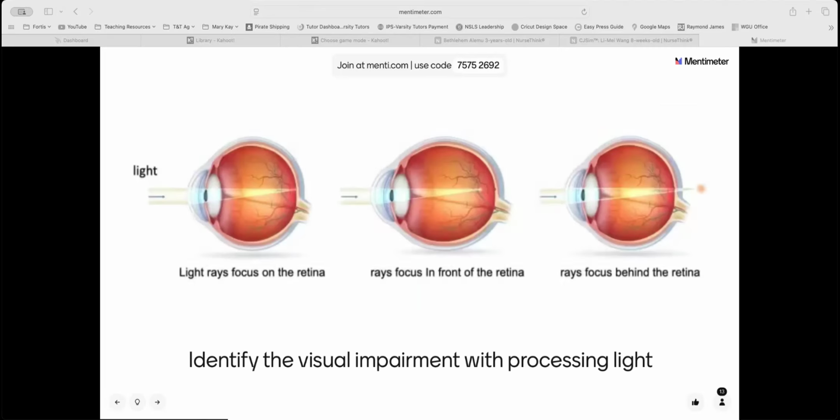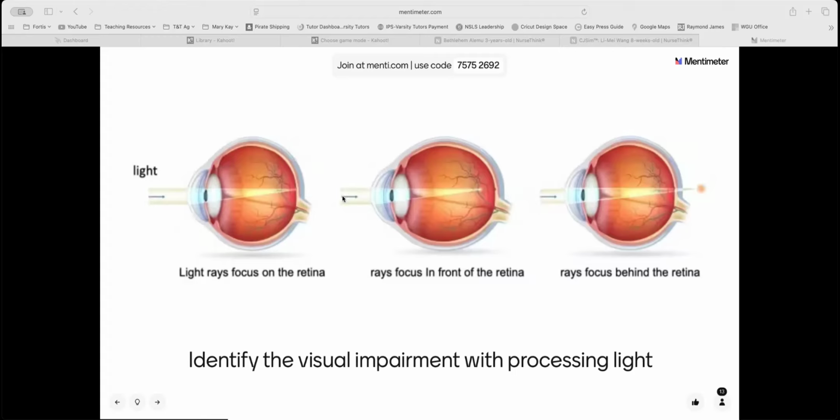So next we're going to look at some eye disorders. We're going to start with our light processing disorders. So typically in normal vision, we receive light through the lens of our eye, and then it gets focused directly on that retina. That's what provides that image for us.